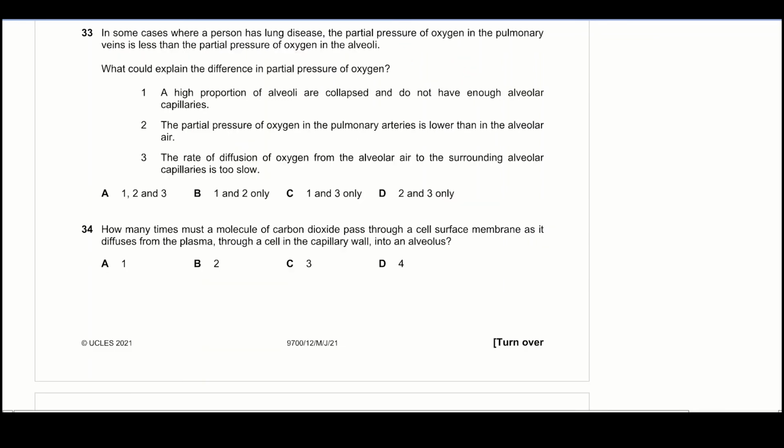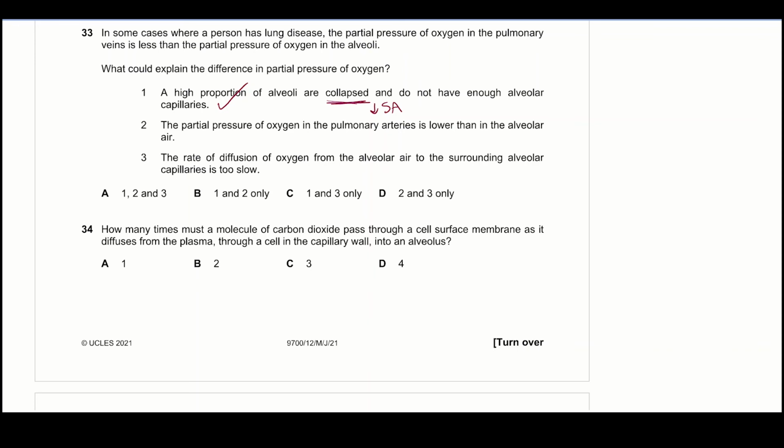In some cases where a person has lungs disease, the partial pressure of oxygen in the pulmonary veins is less than the partial pressure of oxygen in the alveoli. What could explain the difference in the partial pressure of oxygen? In other words, it basically means that less oxygen diffuses into the lungs. Now let's see the suggestions. 1. a high proportion of alveoli are collapsed and do not have enough alveolar capillaries. This is correct because if there is a high proportion of alveoli which is collapsed, there is less surface area. Therefore, less oxygen diffuses into the lungs, causing a lower partial pressure in the lungs.